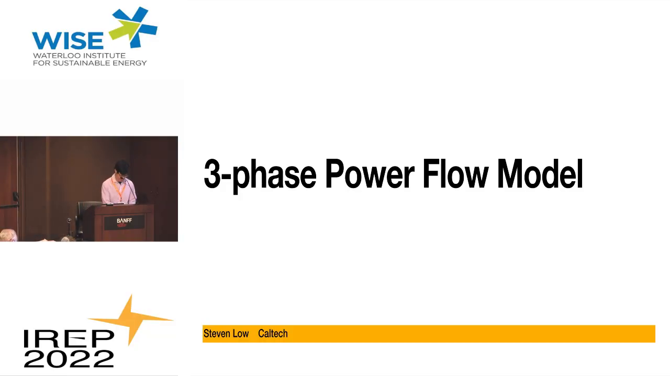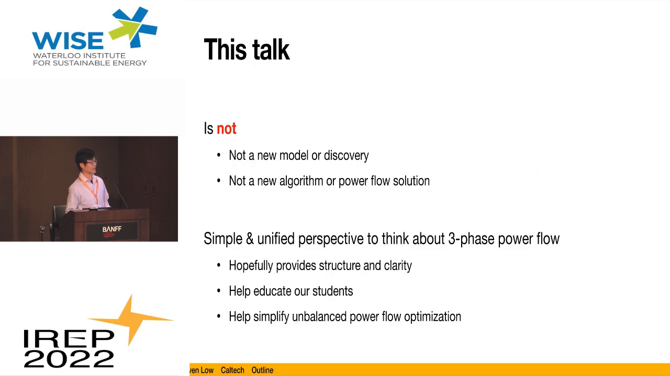My name is Stephen Lowe of Caltech, and I'll talk about three-phase power flow networks. Let me start by saying what this talk is not about. It's not a new model or new discovery. It's not a new algorithm or power flow solution. What I hope to do is to propose a simple and unified perspective to think about three-phase power flow. And hopefully it will provide some structure and clarity in understanding some of the subtle issues of three-phase unbalanced power flow. And hopefully it can be helpful to educate our students or even simplify unbalanced power flow optimization.